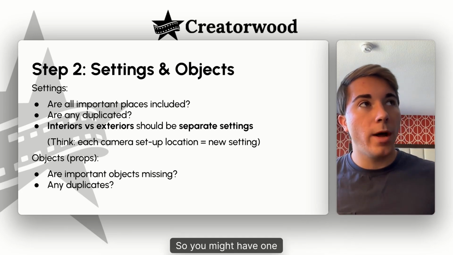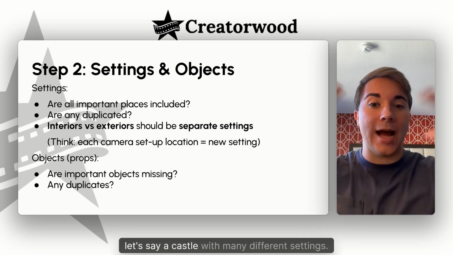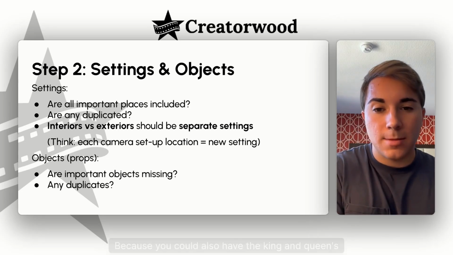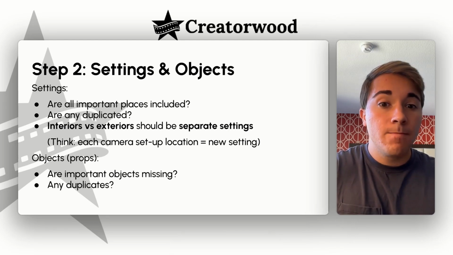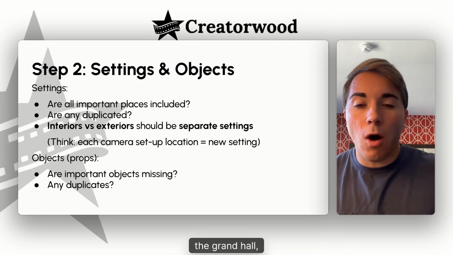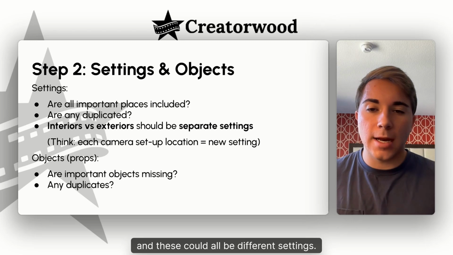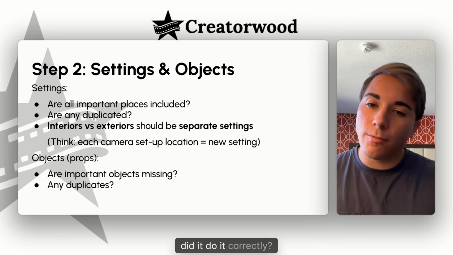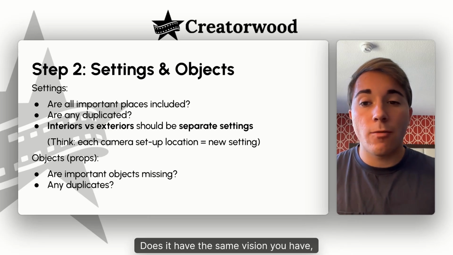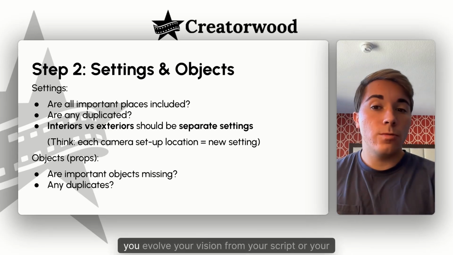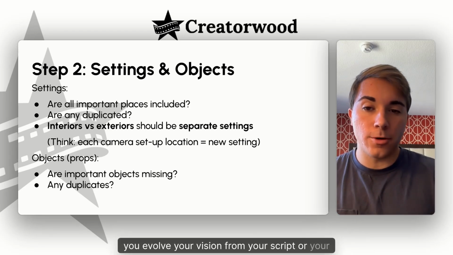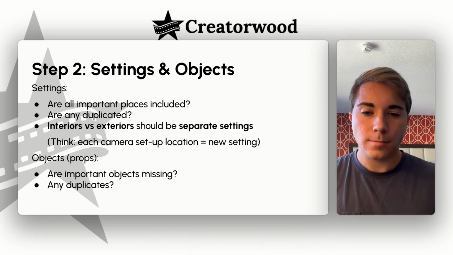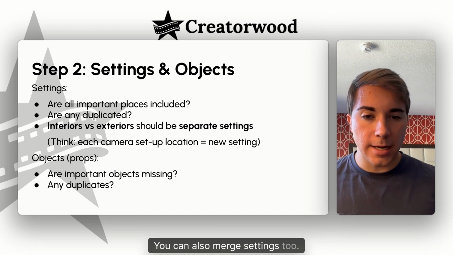So you might have one place, let's say a castle, with many different settings, because you could also have the king and queen's bedroom. You could have the dining room, the grand hall, and these could all be different settings. So the movie machine is going to automatically break these up for you, but you want to see, did it do it correctly? Does it have the same vision you have? Or maybe you evolve your vision from your script or your story after you see it all and go, you know what, I think I want to add this setting. You can also merge settings too.